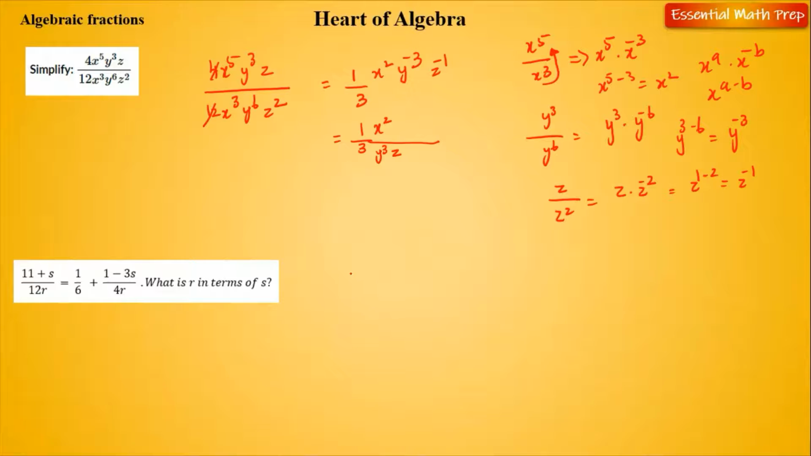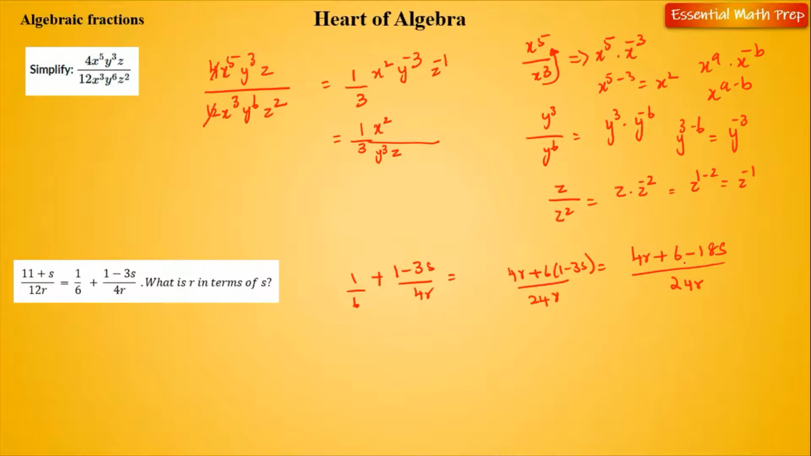Okay, so 1 over 6 plus 1 minus 3S over 4R. What's the common factor in the denominator? That will be 24R, right? So 6 times 4R times 1, so the numerator will be 4R plus 4R times 6 will give you 24R. So 6 times 1 minus 3S. So that will be 4R plus 6 minus 18S over 24R, right?